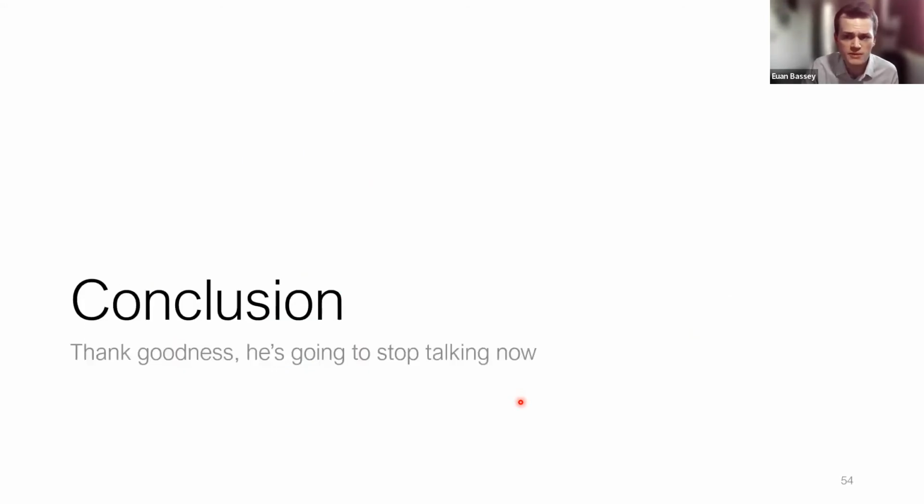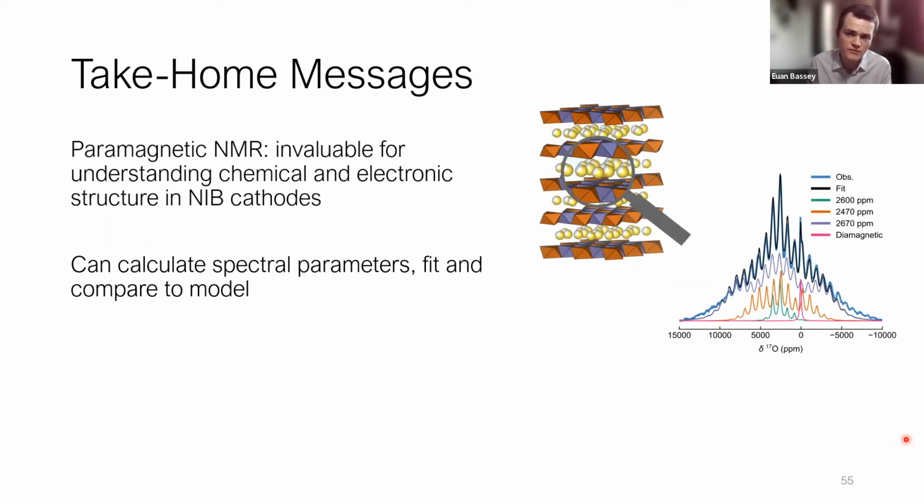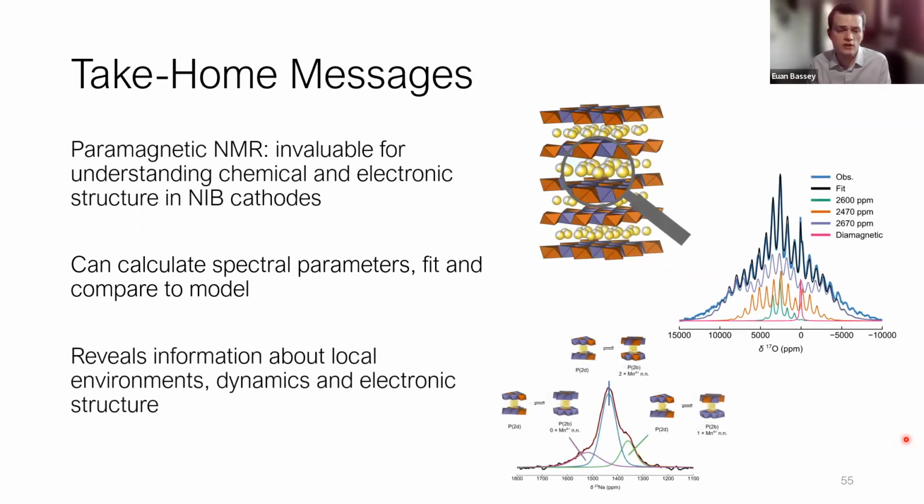So I'm sure you'll be pleased to hear I'm going to stop talking now. Things I really want you to take home from this talk: I hope that I've shown you that paramagnetic NMR is an invaluable technique for studying the chemical and electronic structure of sodium-ion battery cathodes and lithium-ion battery cathodes. One of the things that's particularly powerful is that you can calculate spectral parameters, fit them, compare them to models, go back, and analyze local environments very easily. And the last thing is, it genuinely reveals lots of information about local environments, about dynamics, and about electronic structure.